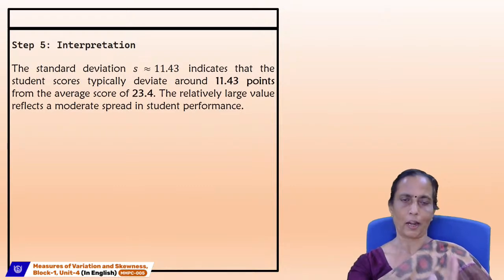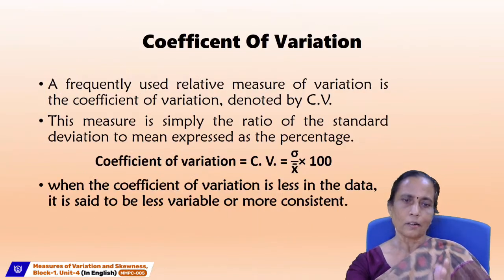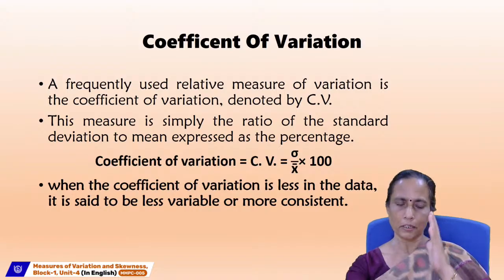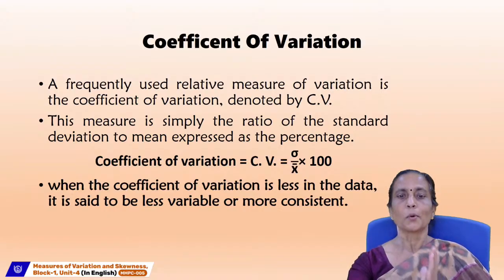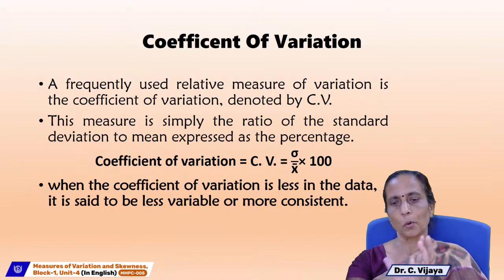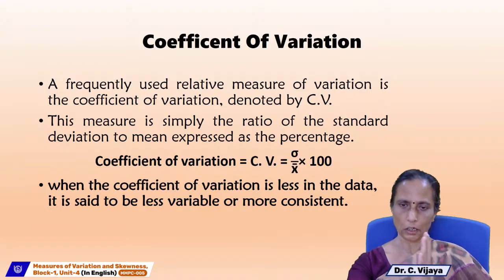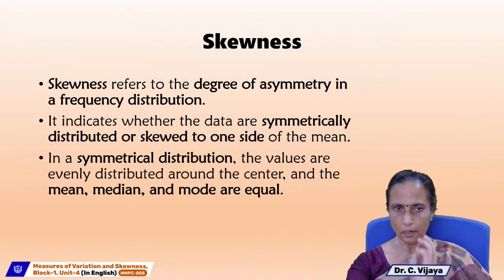step by step? And then we have said the coefficient of variation, which is basically used for deciding which score is more consistent, which is equal to standard deviation divided by mean into 100, and it is presented in ratios.